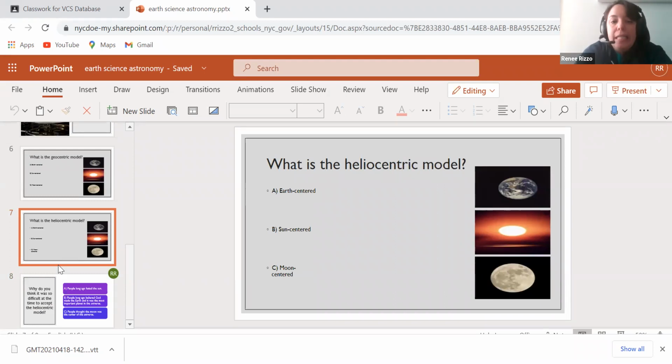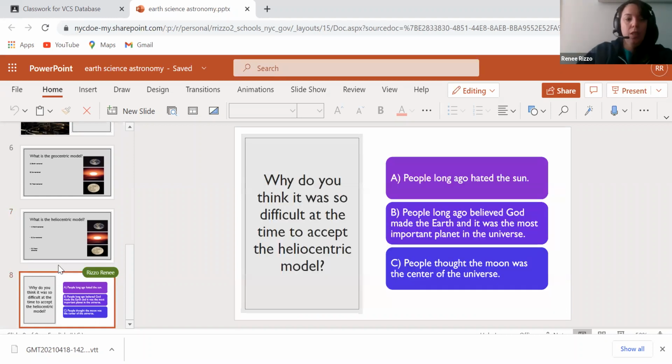Now, what is the heliocentric model? Earth-centered, sun-centered, or moon-centered? And obviously the correct answer here would be sun-centered. Finally, why do you think it was so difficult at the time to accept the heliocentric model? And the answer to this question is gone over in the video. So this should be something the students saw and hopefully retained.